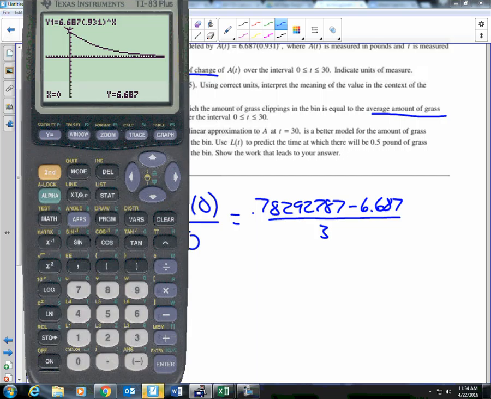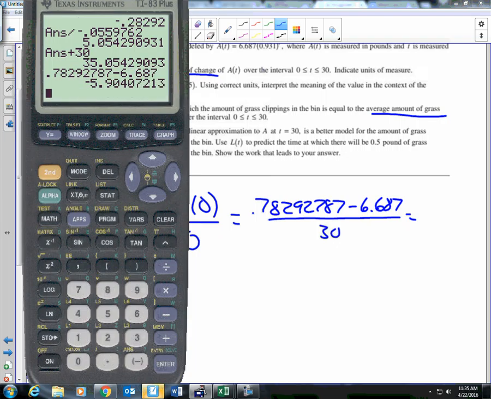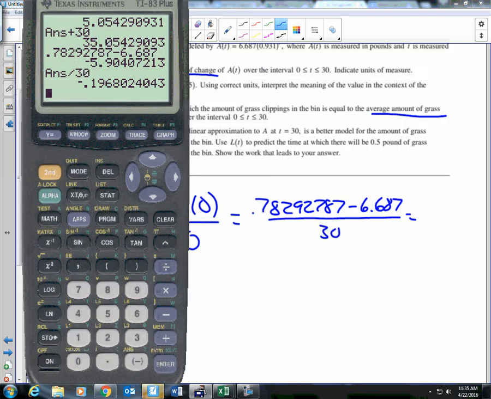I divide that by 30. So 0.78292787 minus 6.687, and I divide that by 30. And I get negative 0.197 pounds per day. Okay, there you have it.